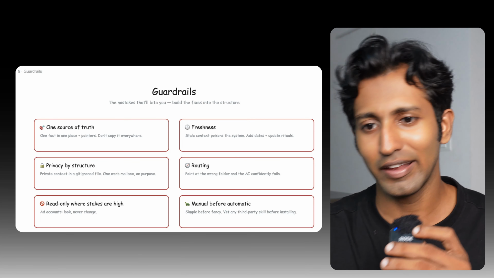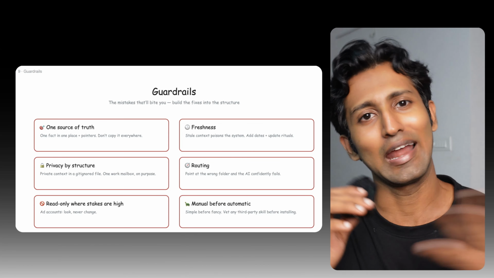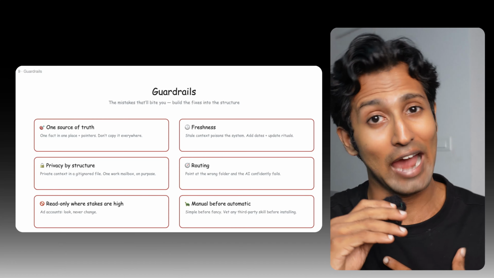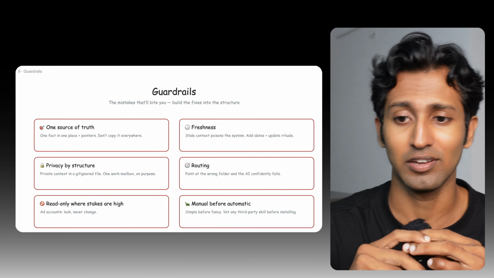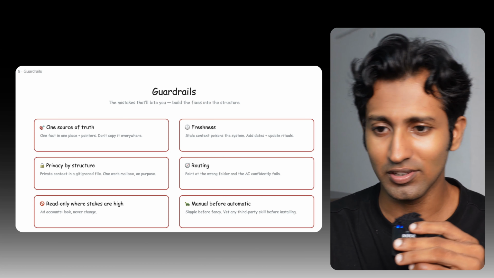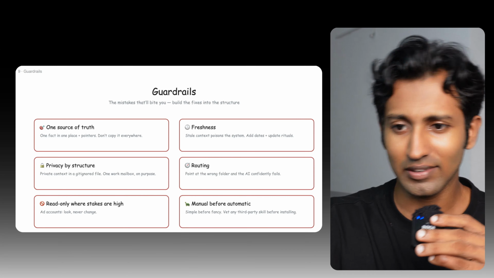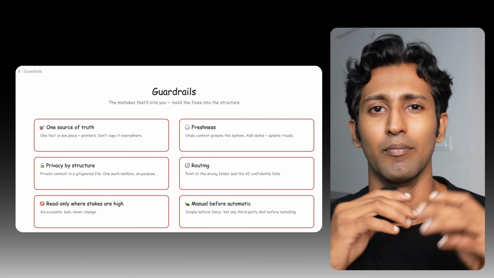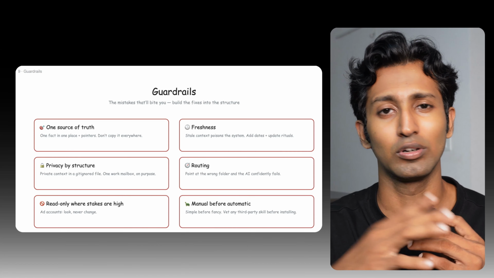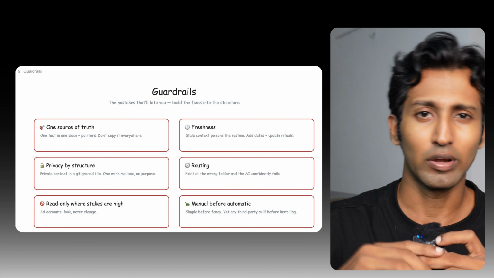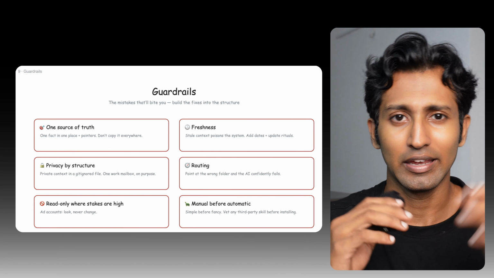And the fourth one is guardrails, the mistakes that will bite you. That has already bitten me, so I understand what mistakes I made while I was building this structure. So you need to have these 6 guardrails in your setup, so that you don't make the mistakes I did. First one is one source of truth, one fact in one place.